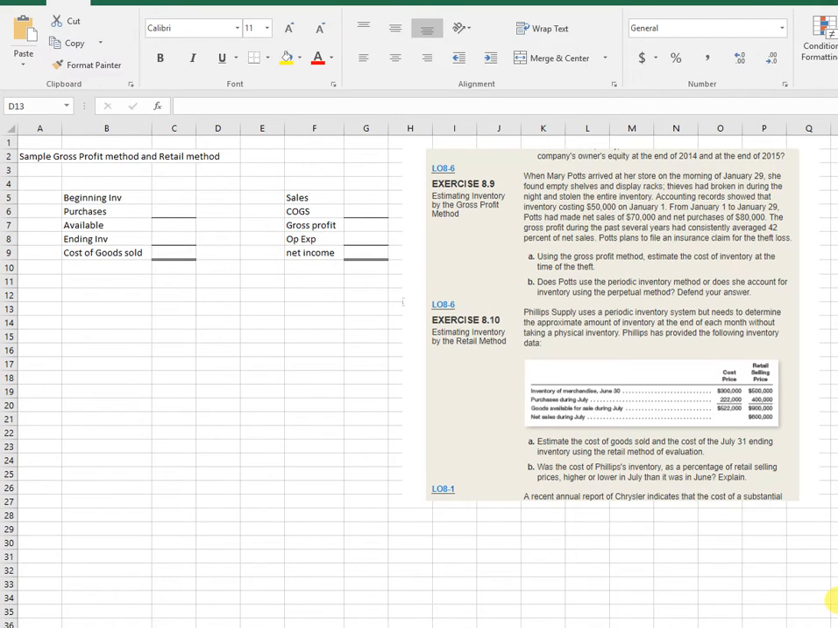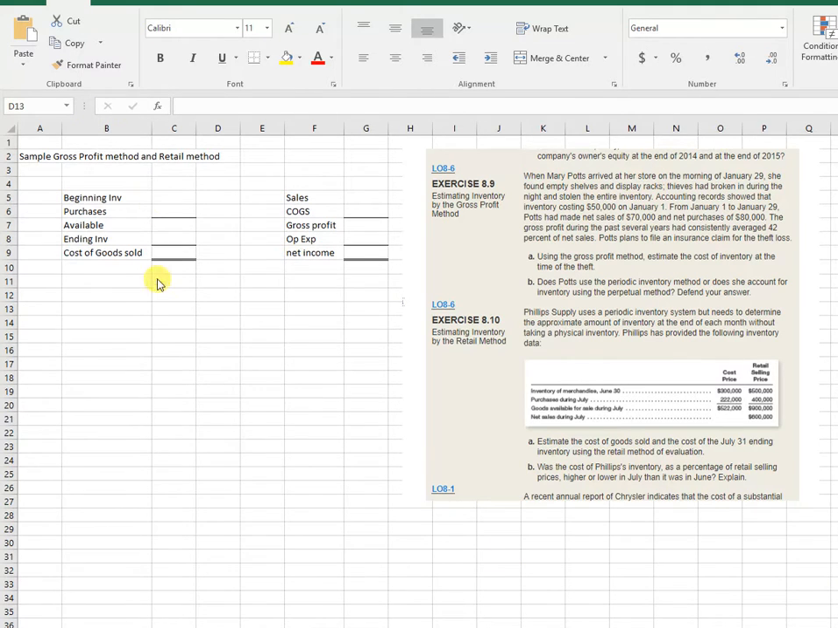Okay, I'm going to go over the gross profit method and the retail method, kind of explain what you're doing. I do it like the book, but they set it up in a different framework, which I will explain at the end. I'll show you their solution.